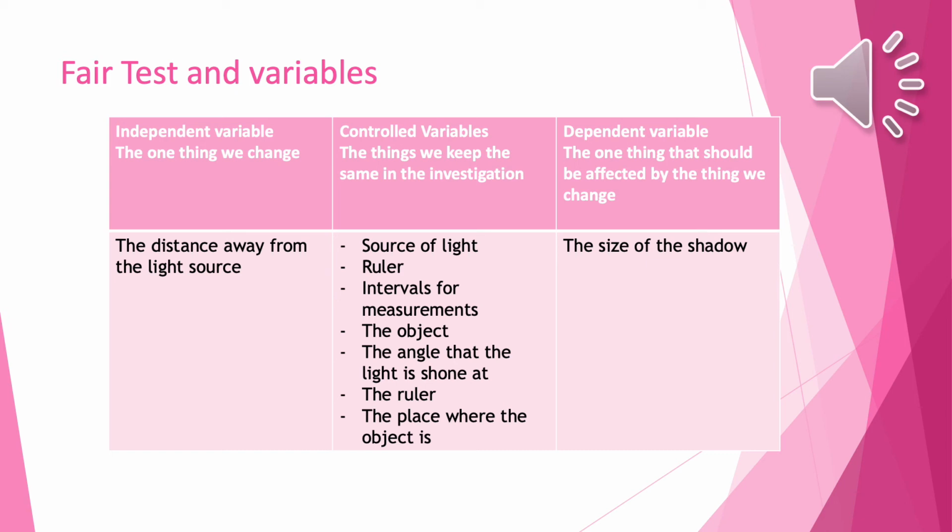Okay, and then the dependent variable, the part that should be affected by us keeping some things the same but changing the distance, is the actual size of the shadow. That's the thing that I will be measuring. That's the thing that I'm expecting to change, so that's my dependent variable.